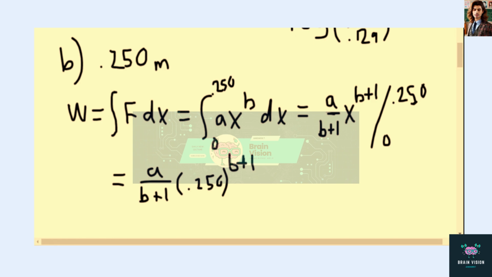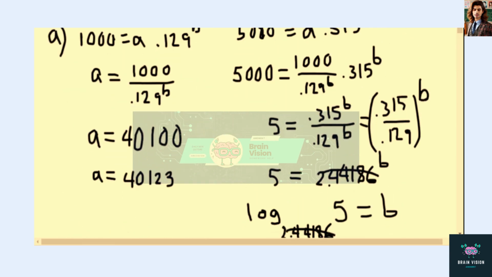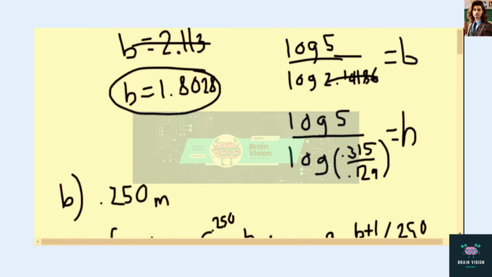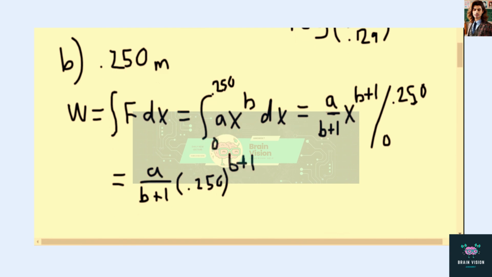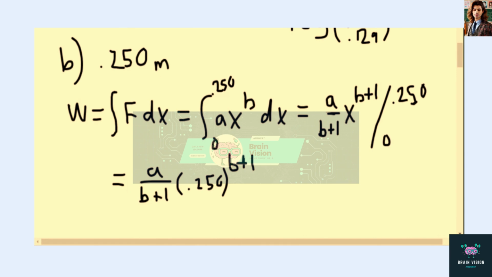So, A was 40123 over b plus 1. B was 1.8028 plus 1, times 0.250 to the b plus 1 power. 1.8028 plus 1. That gives 1,180 newtons.